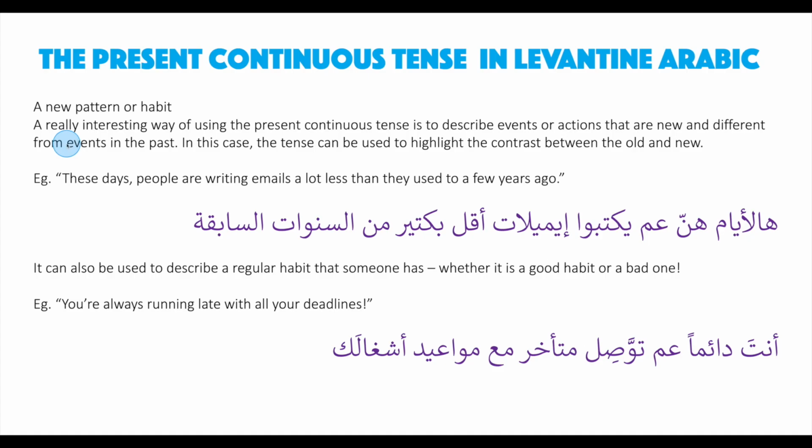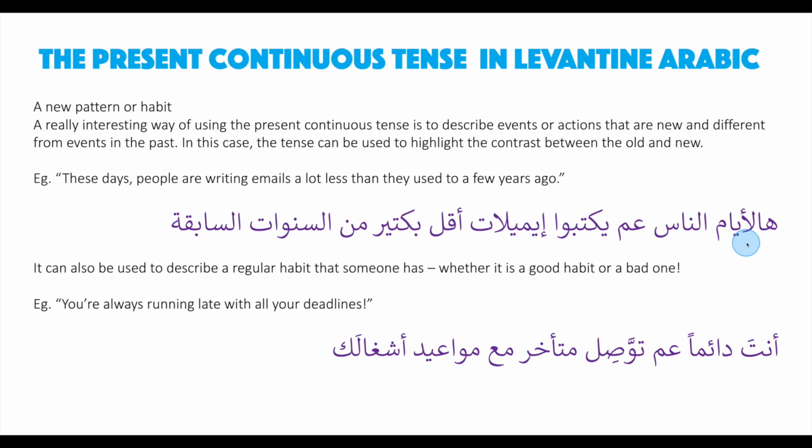We could use the present continuous in a new pattern or habit. هالأيام الناس people عم يكتبوا they are writing إيميلات أقل بكتير من السنوات years السابقة ago.